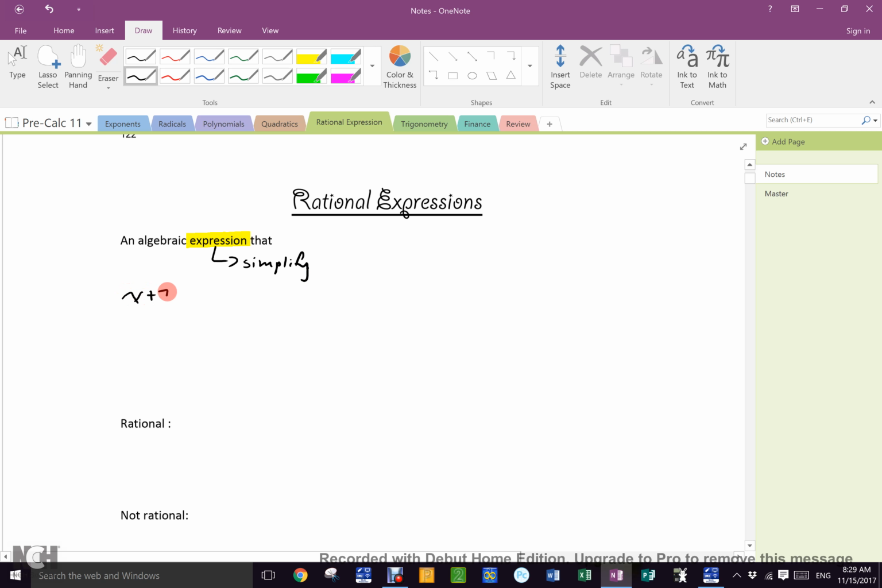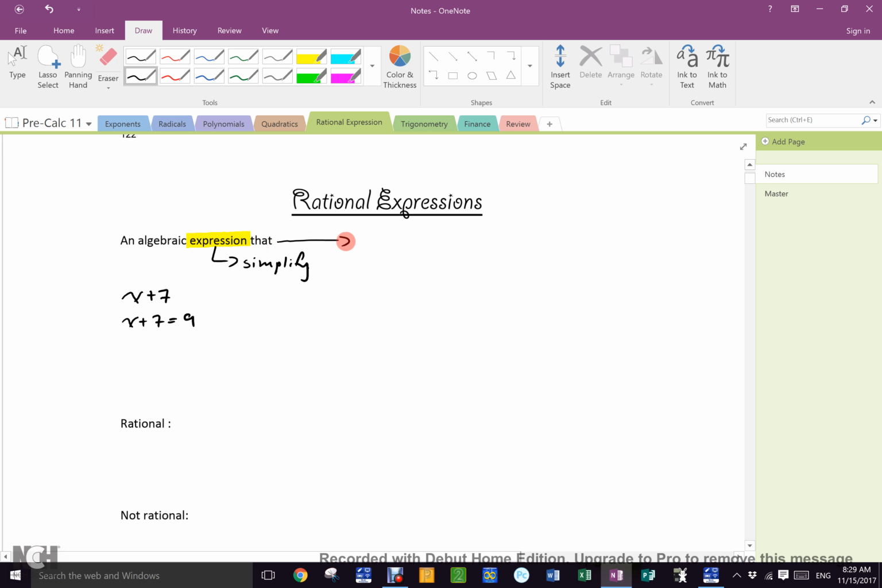X plus 7 is an expression. What is the answer to it? There isn't one. X plus 7 equals 9. That's an equation. There is an answer to it. Everybody good? So what we are dealing with are algebraic expressions.